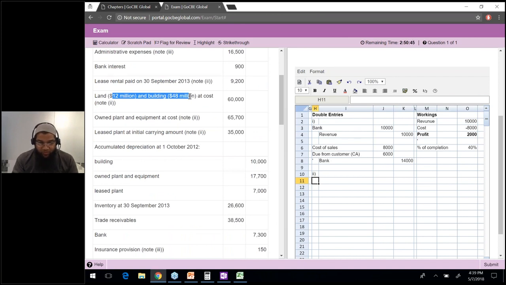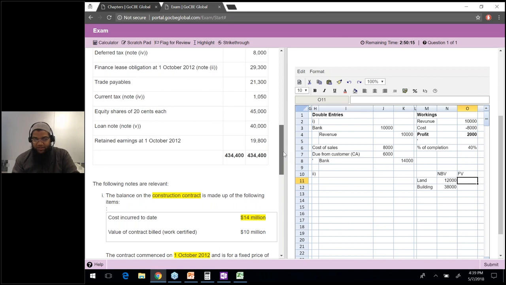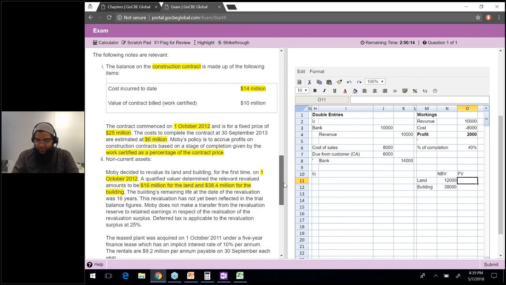And apart from this, the building would have been depreciated as well by $10,000. So if I write the net book value of the land, it is going to be 12,000. The net book value of the building is going to be 48,000 minus 10,000. And the fair value given by the question is 16,000 for the land.